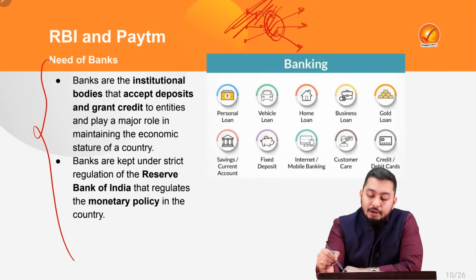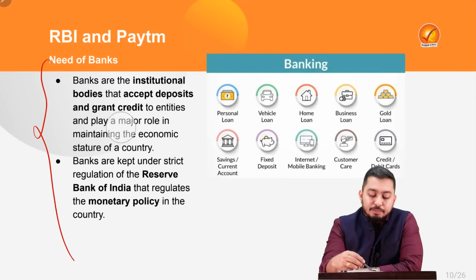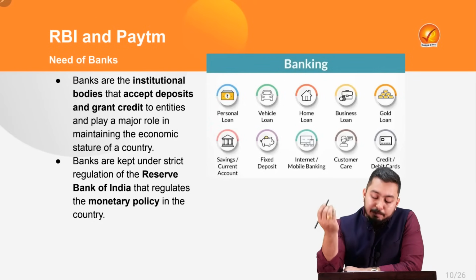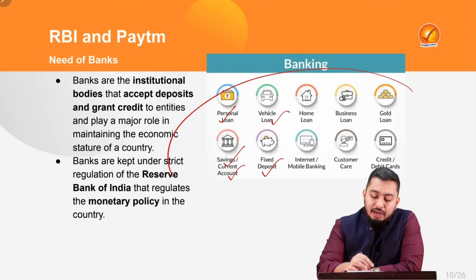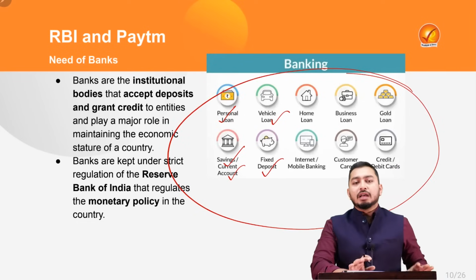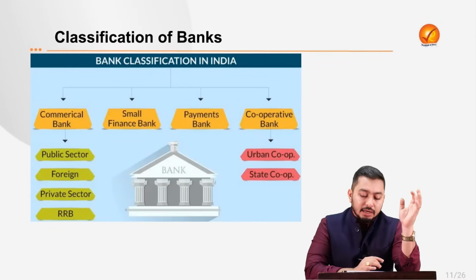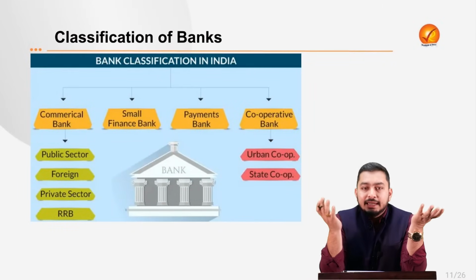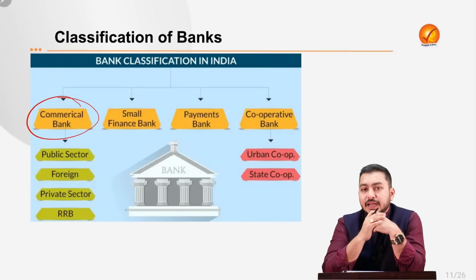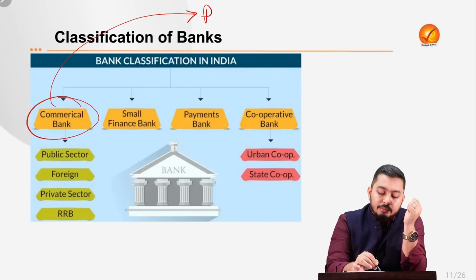Now, who is the regulator of banking in India? Simply it is RBI, which is responsible for the monetary policy. So in banking, you are getting your personal loans, your savings account, your current account, your fixed deposit, vehicle loans. So all kinds of loans, including your credit cards, debit cards. So all kinds of functionings are being provided by banks. Now, when you classify the banks in India, you can say that they are commercial banks. When you are looking at commercial banks, they are essentially coming from a profit motive.